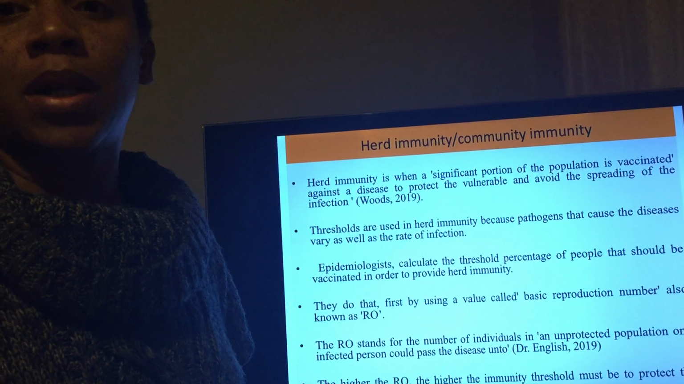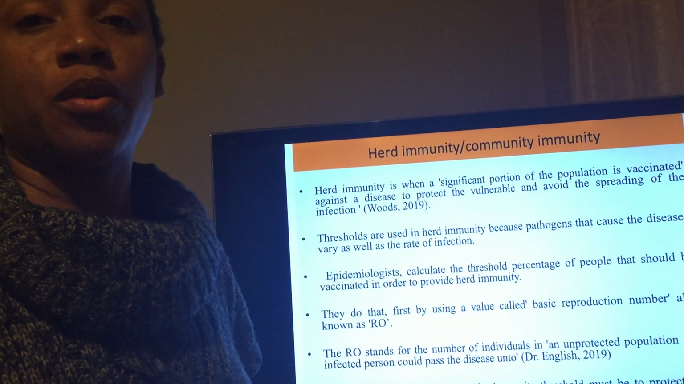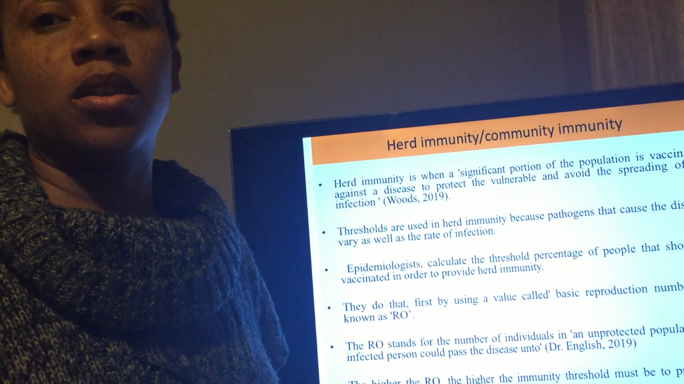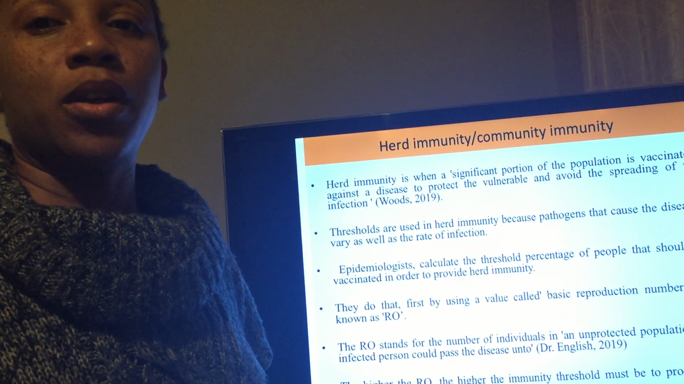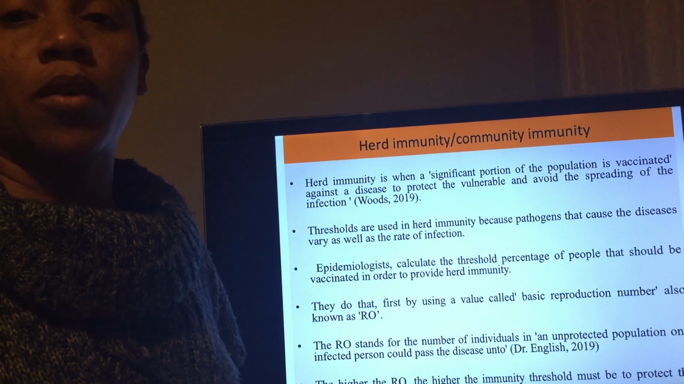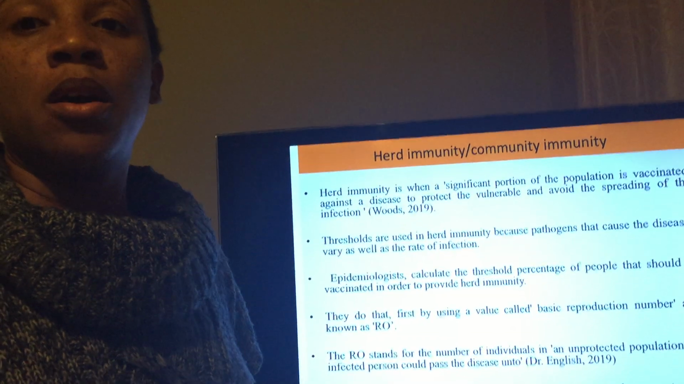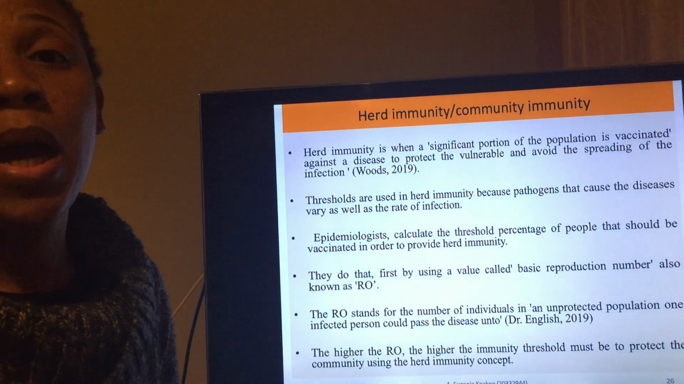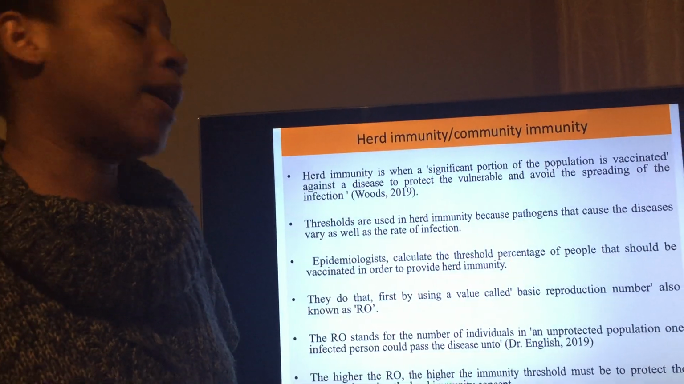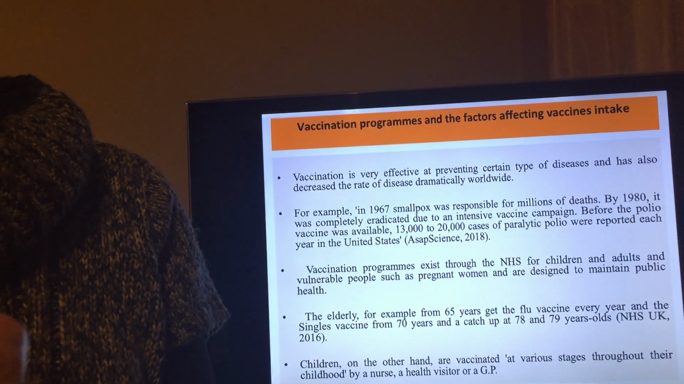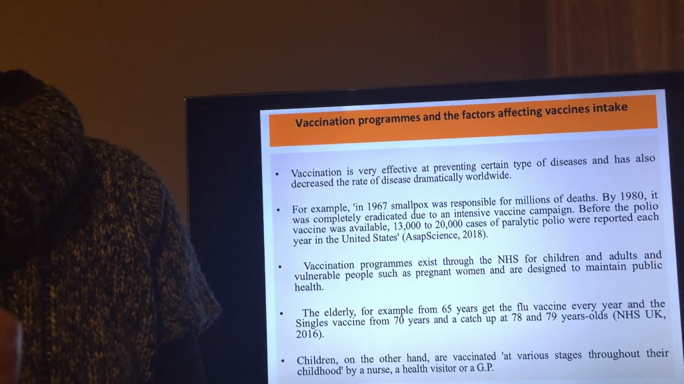To calculate the threshold percentage of individuals that should be vaccinated in order to provide herd immunity, the higher the R0, the higher the immunity threshold must be to protect the community using the herd immunity concept. The R0 for measles, for example, is higher than the R0 for polio, as measles is more contagious than polio. So more people need to be vaccinated to protect against measles than polio.